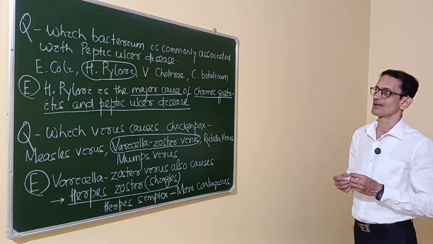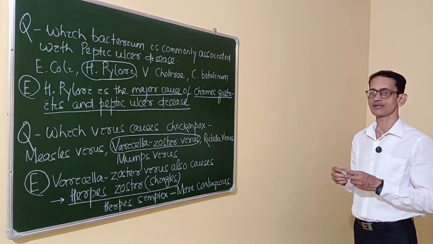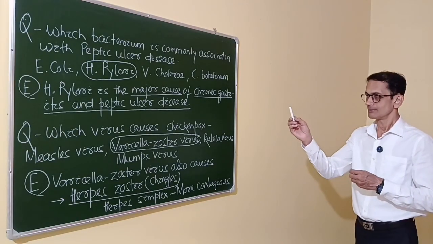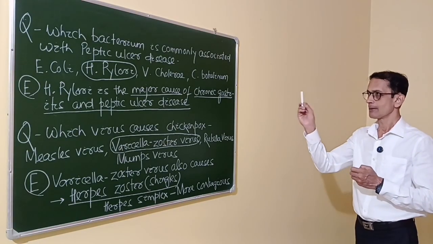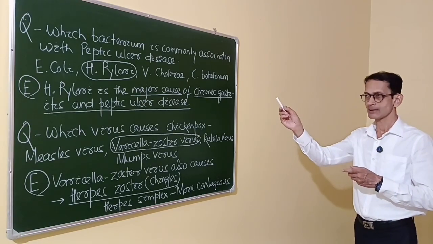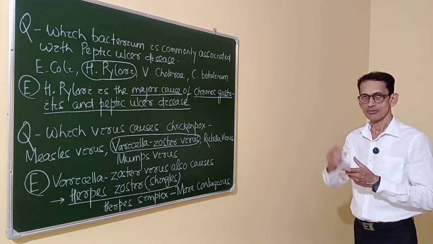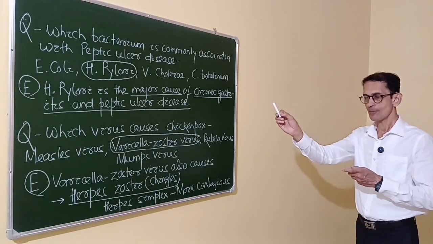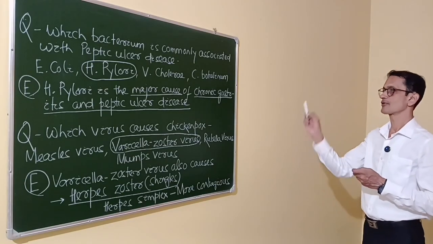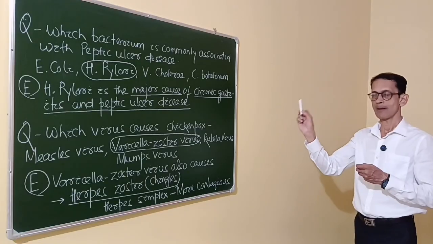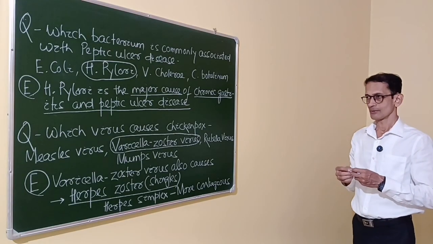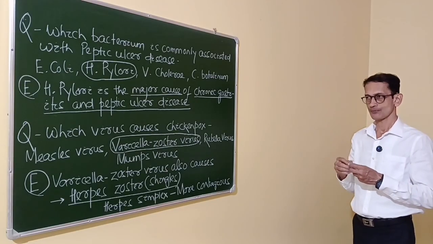The next question: which bacterium is commonly associated with peptic ulcer disease? Options: E. coli, Helicobacter pylori, Vibrio cholerae, or Clostridium botulinum. The answer is Helicobacter pylori. Check out the explanation here. Helicobacter pylori, or in short H. pylori, is the major cause of chronic gastritis and peptic ulcer disease. Underline this.